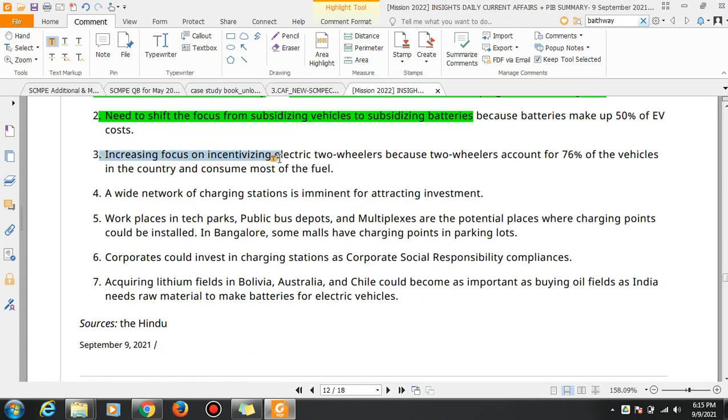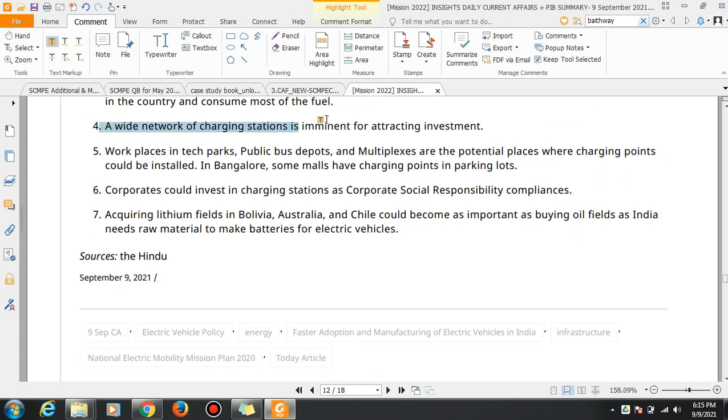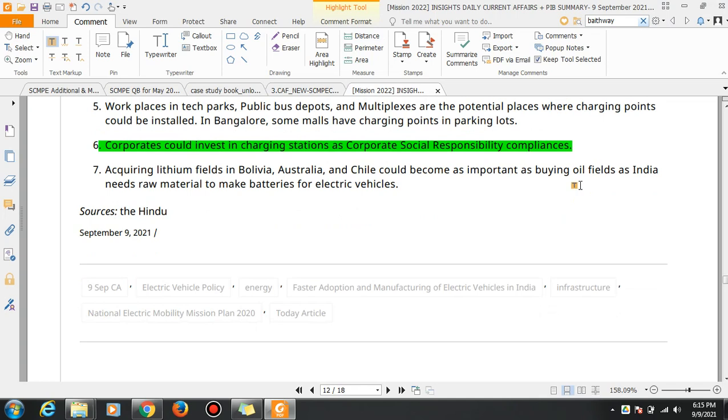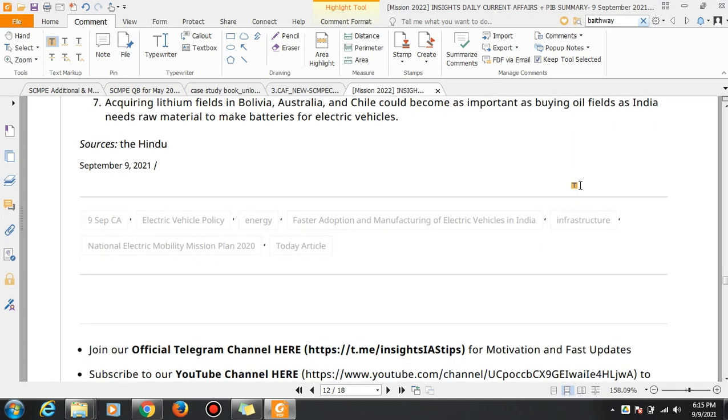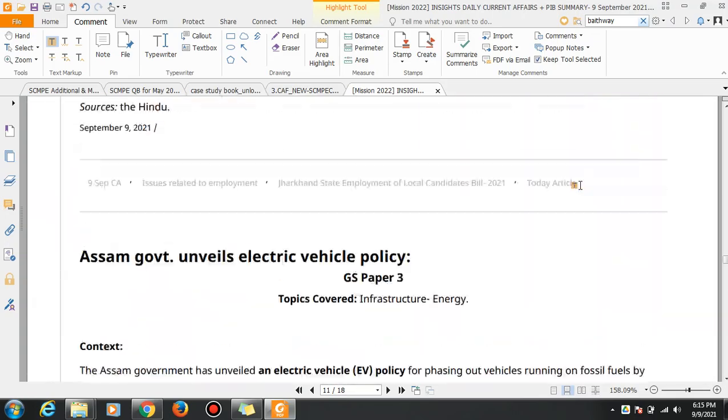Increasing the focus on individualizing the electric vehicles, because two-wheelers account for 76% of vehicles. A wide network of charging stations is imminent for attracting investments. Corporates could invest in charging stations under corporate social responsibility. Acquiring lithium fields in Bolivia, Australia, and Chile could become as important as buying oil fields is for India as a raw material. So this is all for today's current affairs.